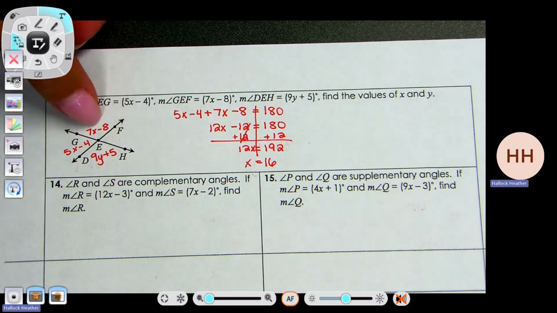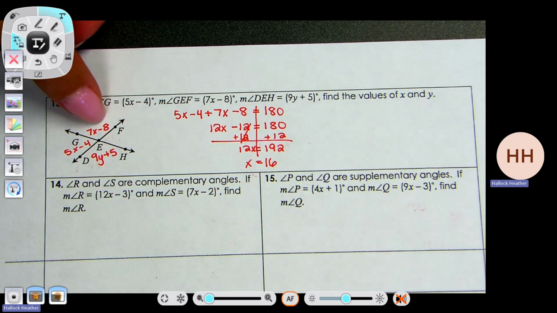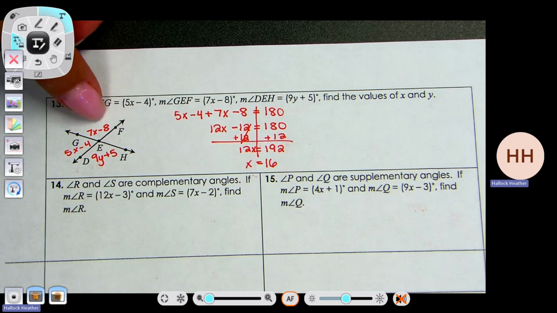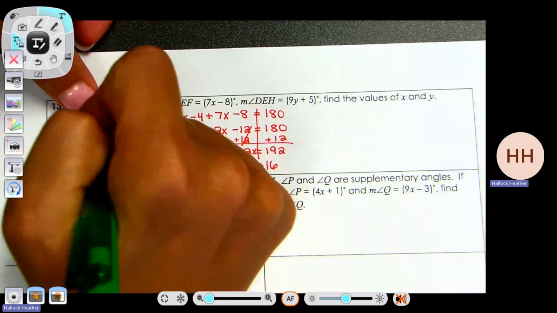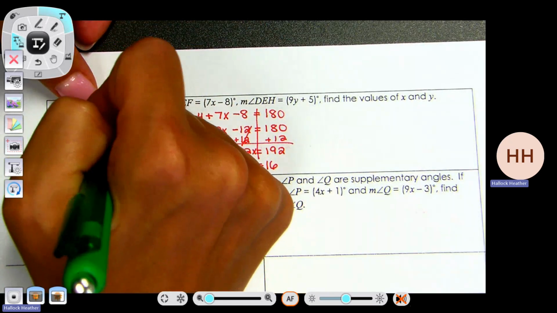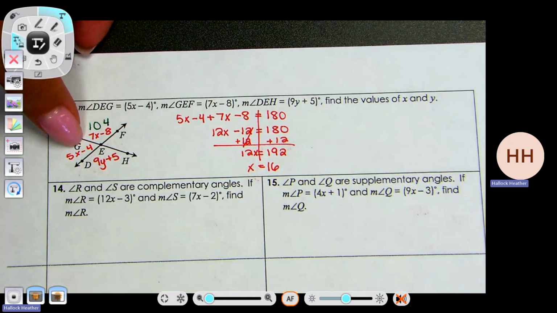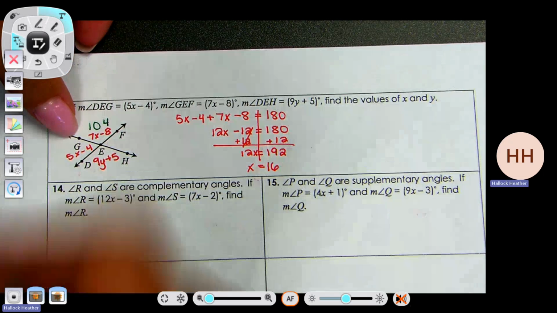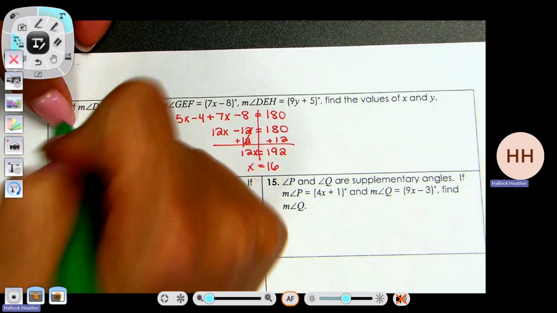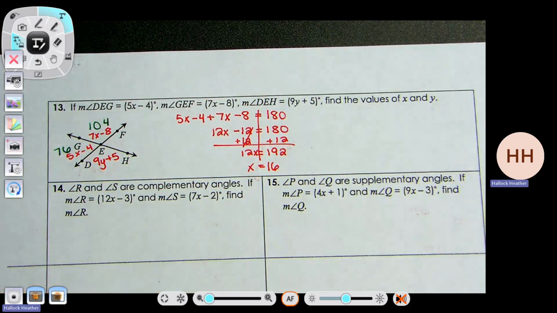Okay. I have 7 times 16 minus 8. Somebody with a calculator, how much is 7 times 16 minus 8? 104. This one is 5 times 16 minus 4. How much is that? 76. So you can do this two different ways.